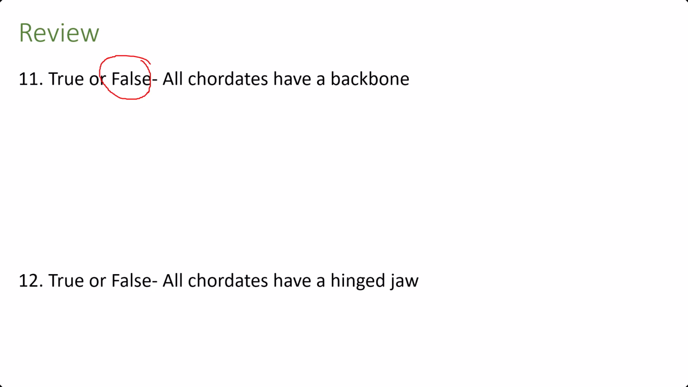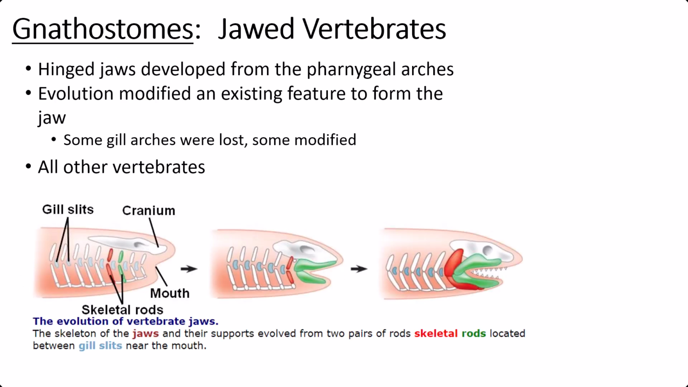True or false, all chordates have a hinged jaw. That's also false. Those cyclostomes and the tunicates and the lanceolates all do not have a hinged jaw. But speaking of hinged jaw, that brings us to the gnathostomes, which are the jawed vertebrates. So the hinged jaw developed from pharyngeal arches, and evolution really modified this existing feature to form the jaw. Some gill arches were lost, some were modified, but this gets us to the jawed vertebrates.